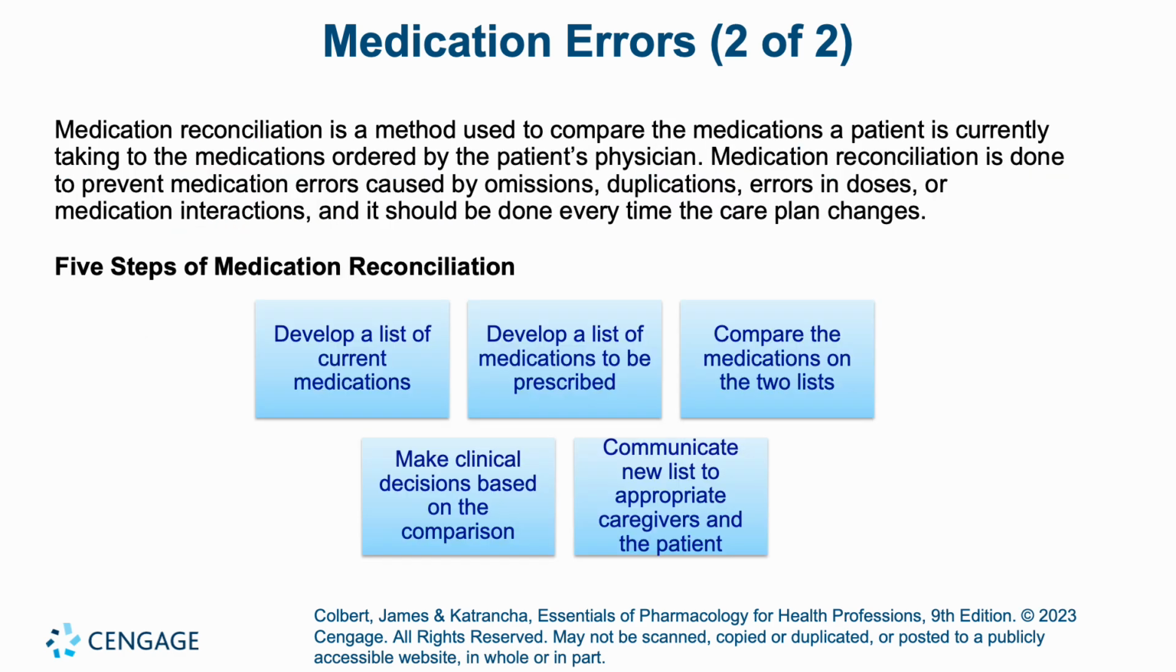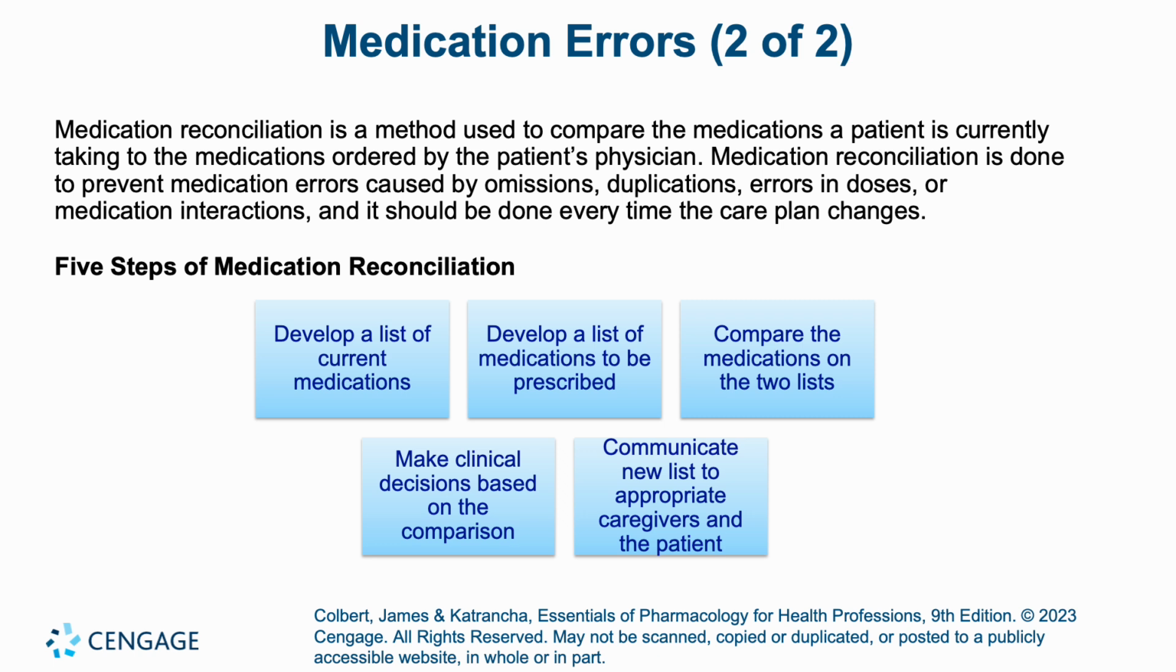Medication reconciliation, as I mentioned on the last slide, is a method used to compare the medications a patient is currently taking to the medications ordered by the physician. Medication reconciliation is done to prevent medication errors caused by omissions, duplications, errors in doses, or medication interactions, and it should be done every time the care plan changes.